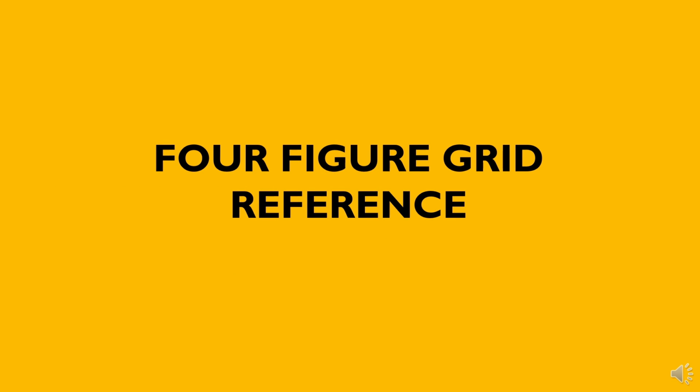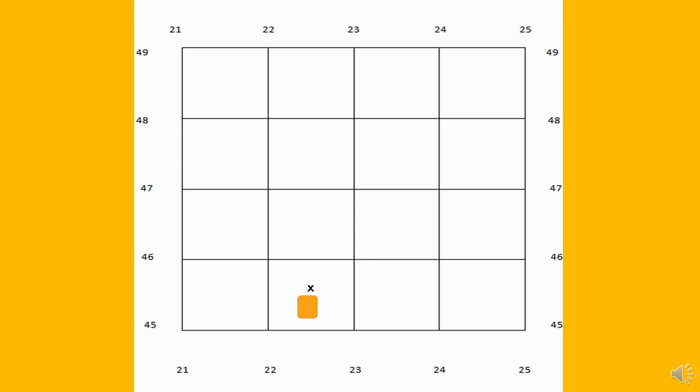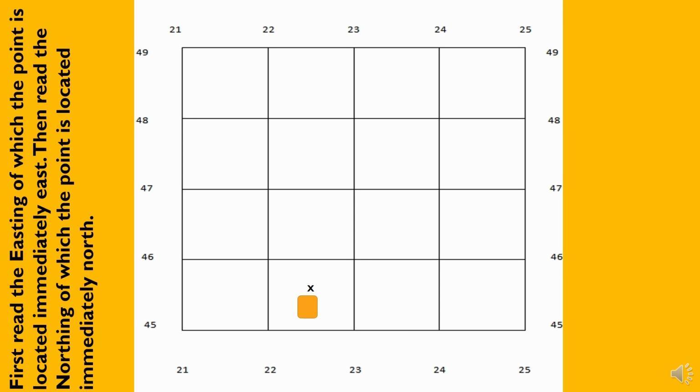Now let us look at 4-figure grid reference. To obtain the 4-figure grid reference, we read the numbers of the easting of which the point is immediately east, then the northing of which the point is immediately north. For instance, X is located immediately east of easting 22, as highlighted right here. Therefore, the first 2 figures are 22.